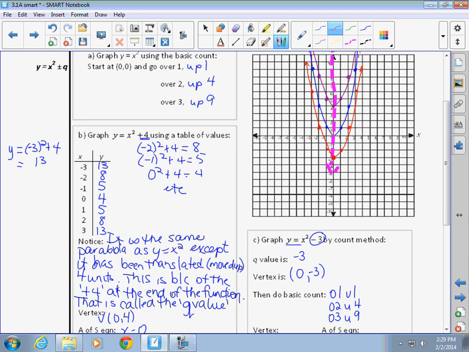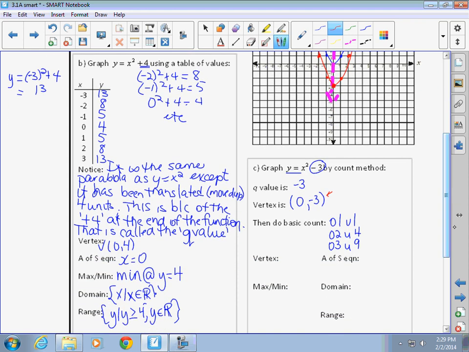Okay, my vertex for this one, well, I've already identified it here. But I can also look off of the graph and see that I was correct. It is at 0, negative 3. My axis of symmetry hasn't changed. It's still going right through x is equal to 0. Maximum or minimum value: my graph is going up, so that means I still have a minimum value. So this is going to be a minimum at y is equal to, how far down did it go? Negative 3.